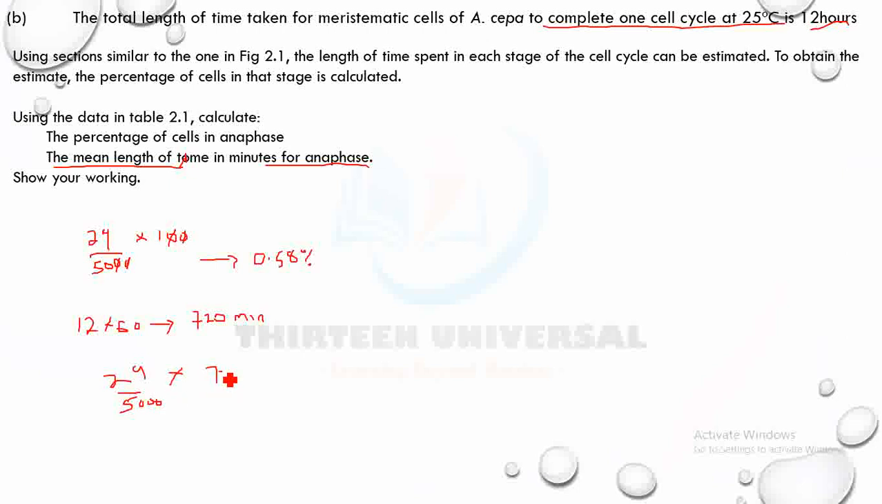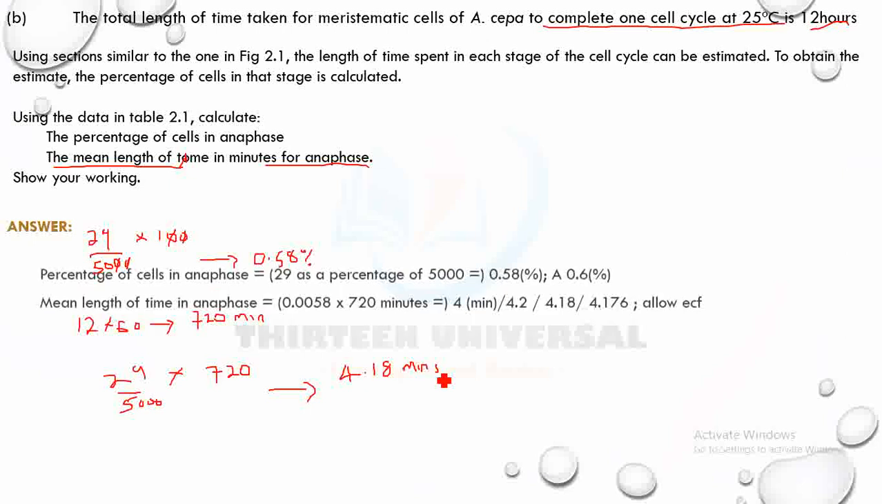So get your calculator and do it. 29 times 720 divided by 5,000. We've got 4.18 minutes. So that means the cell spends only 4.18 minutes, or 4.2 minutes, in anaphase. You can do it for the rest of them. Is that okay? Guys, do you understand what we did here? That's how this is done.